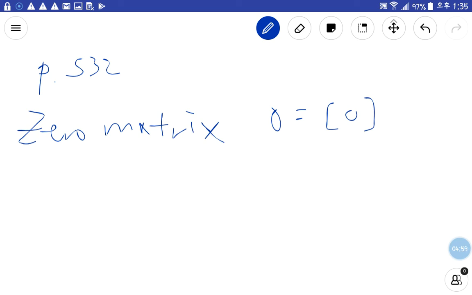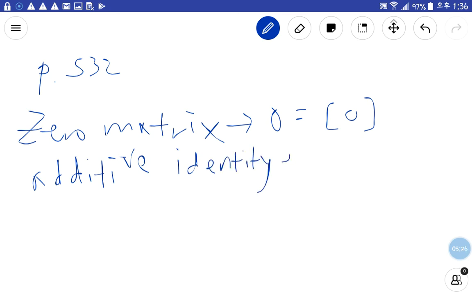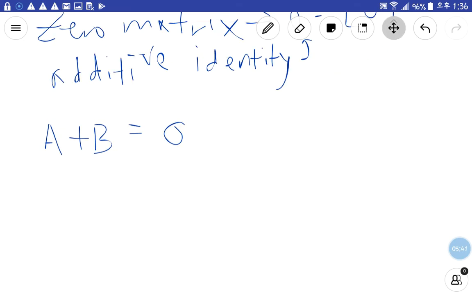That's what we did already, like 2 plus 0 will be 2. Similarly, A plus the 0 matrix will be just A. So we can call the 0 matrix the additive identity. And then at this time, we have A matrix plus B matrix equals the 0 matrix. Then I can call my B what?